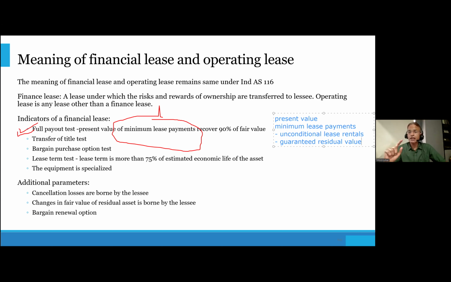The other one is present value. How do you compute present value? Present value is computed at the lessor's internal rate of return. And how is the internal rate of return computed? Remember, it sounds like a circular computation.